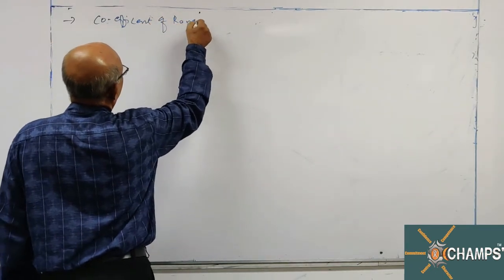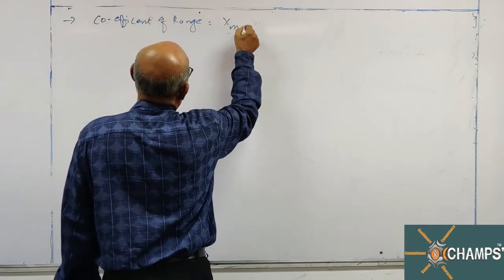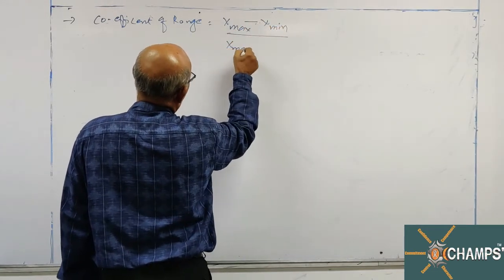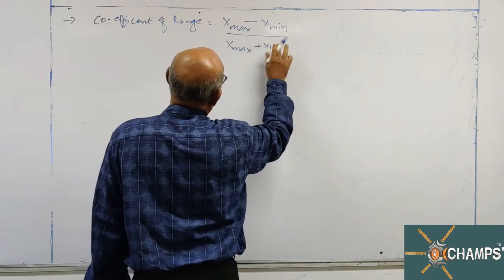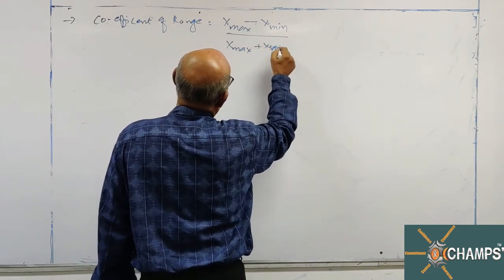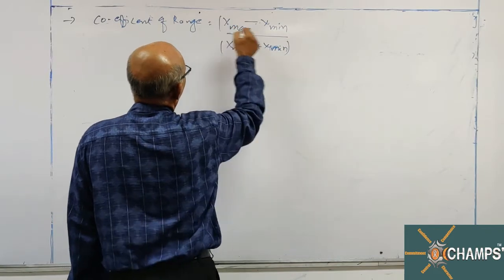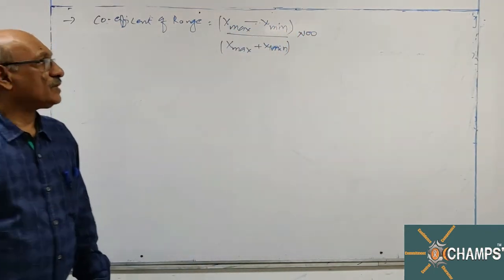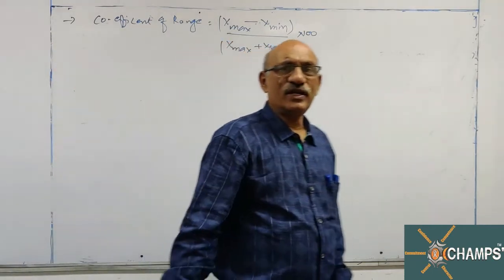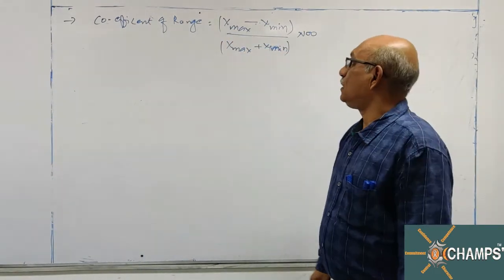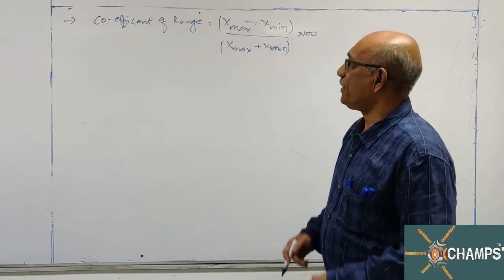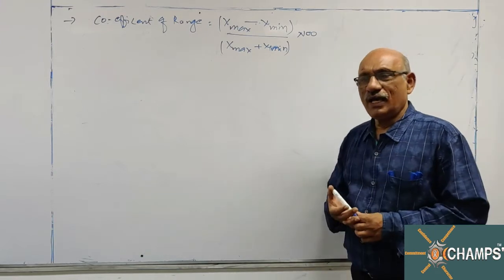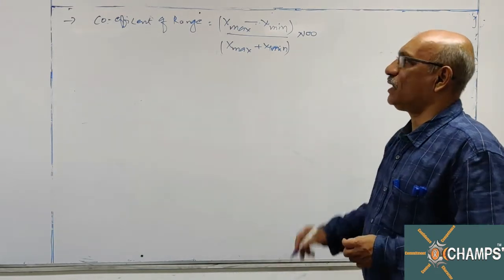Coefficient of range is equal to x maximum minus x minimum divided by x maximum plus x minimum, into 100. When you multiply with 100, the answer is expressed in percentage.